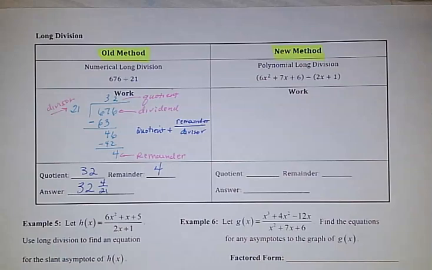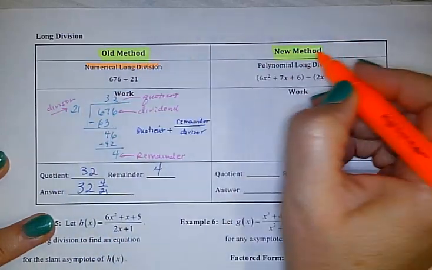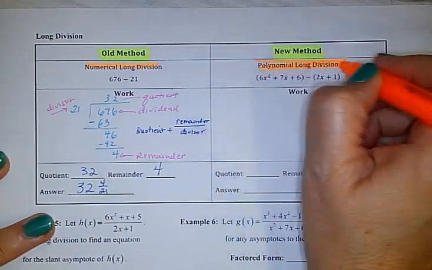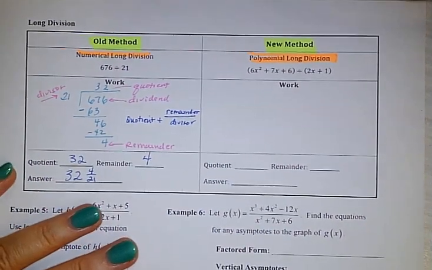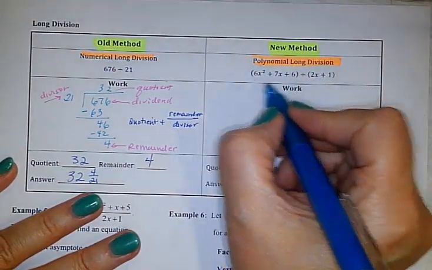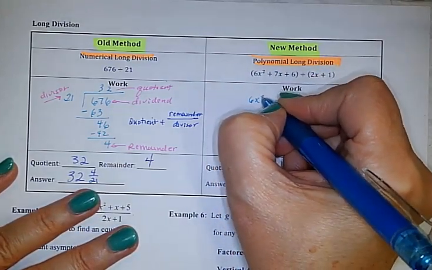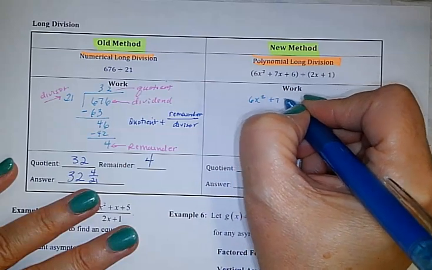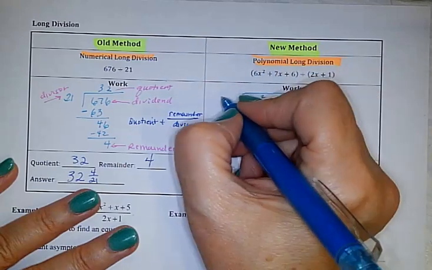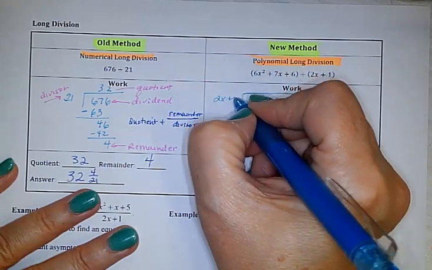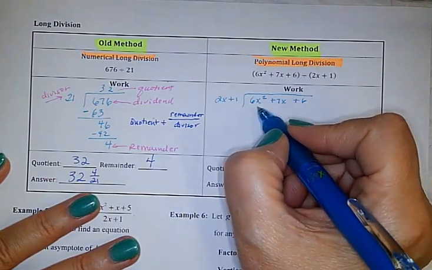So now we're going to look at polynomial division. So this is numerical long division, and this is polynomial long division, okay? The process is the same for most of it. You just have to pay attention to a couple things that are different. The first number is still going to go inside the division box, so that's going to be 6x squared plus 7x plus 6, and then we're going to divide by 2x plus 1.